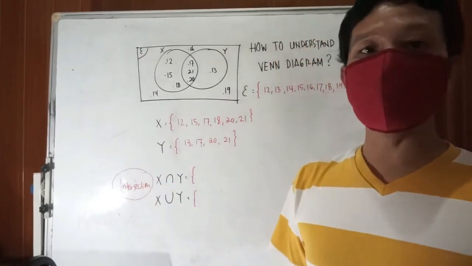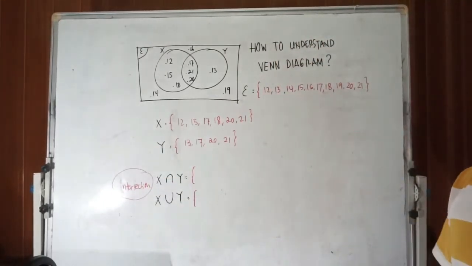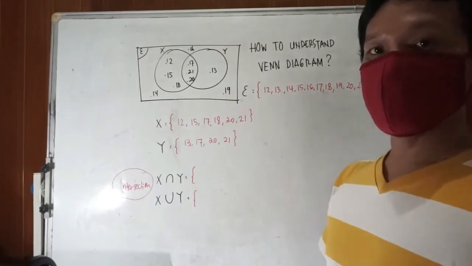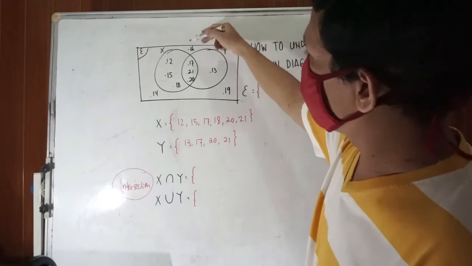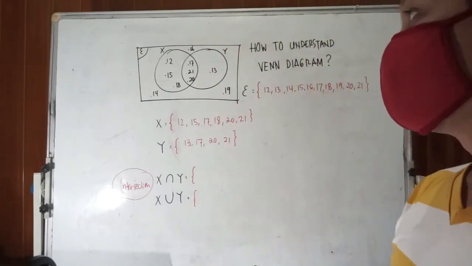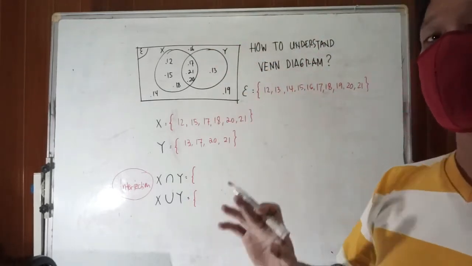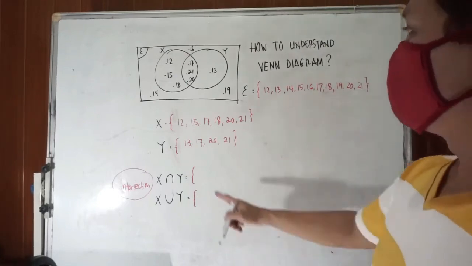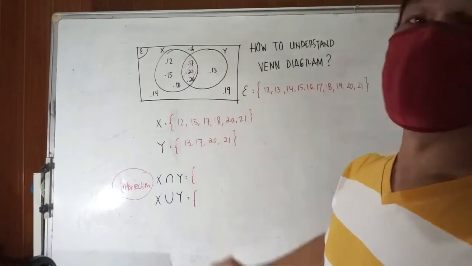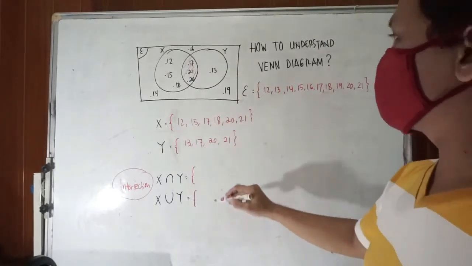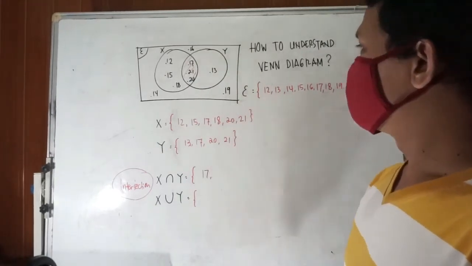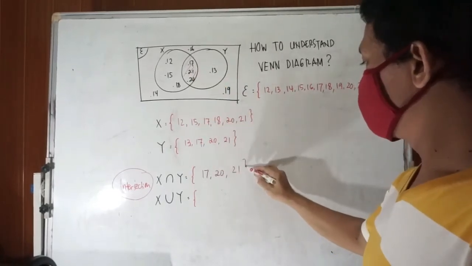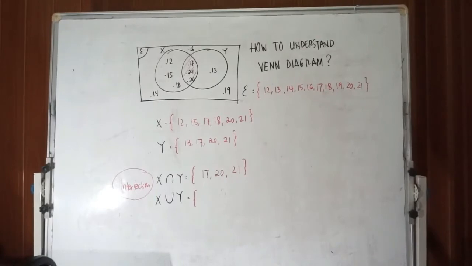Intersection set means both sets have the same element. The intersection will go in the middle of the Venn diagram. That means X and Y have the same element. So the intersection is 17, 20, and 21. Okay. That's clear, right?